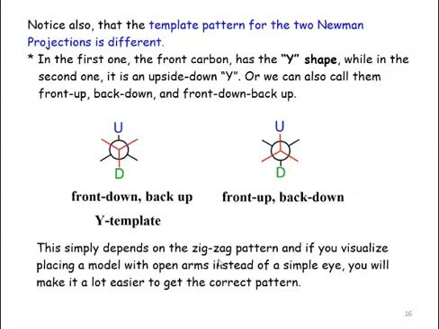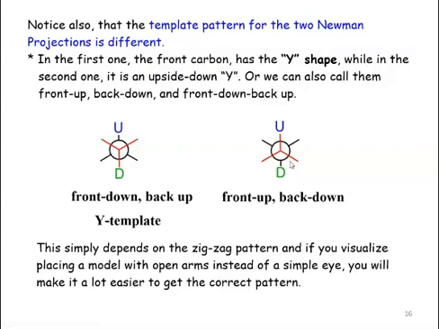One thing you must notice here is that the template pattern for the two Newman projection is somewhat different. In the first one, the front carbon has the Y shape, while in the second one, it is an upside down Y. Okay, now when we see the earlier Newman projection with the first compound and next the flipped compound, what we observed, the first carbon was associated with a Y like this, whereas the second compound was showing the first carbon in an inverted Y shape, is not it?